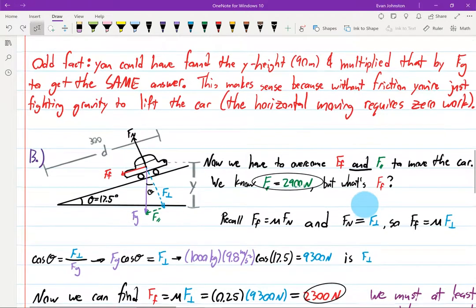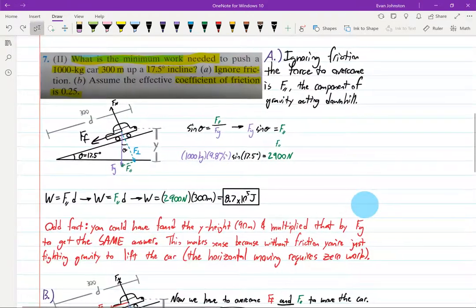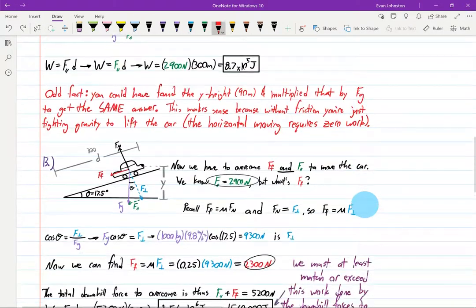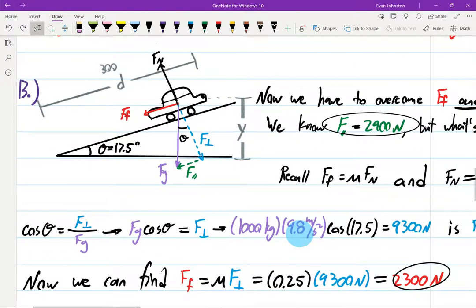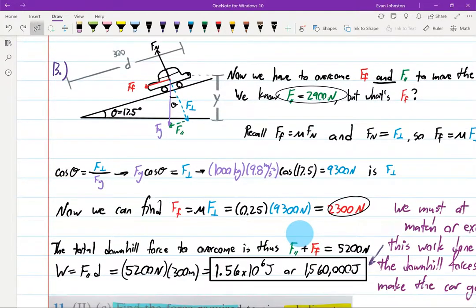We were given mu way up above here, 0.25 for mu. So with that being the case, I can now plug directly into my friction equation, mu times force perpendicular. So mu times force perpendicular gives us the force of friction. So now we know the frictional force down the slope. We know force parallel down the slope. So we know the two forces that are both going downhill. So really, I can add these two together. And when I add those two, I get 5,200 newtons.